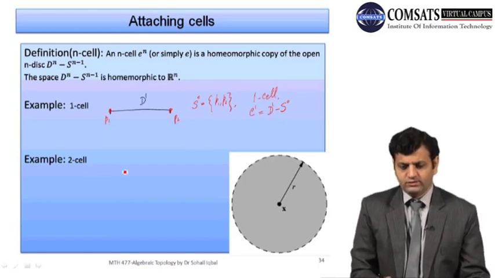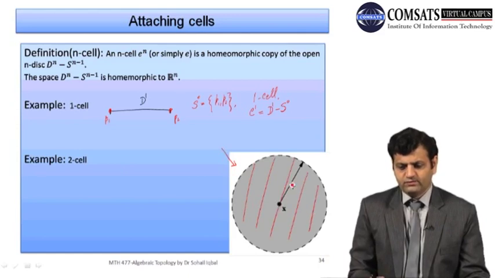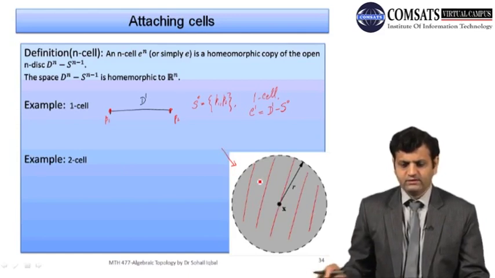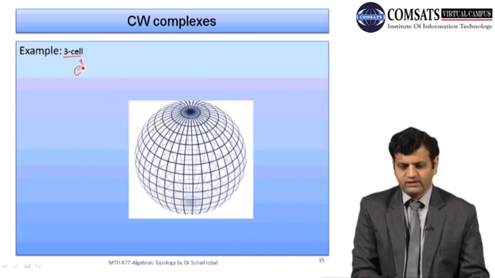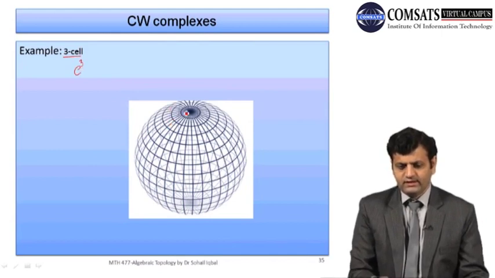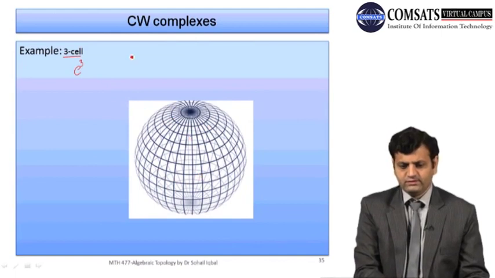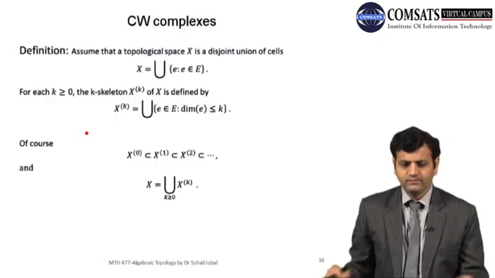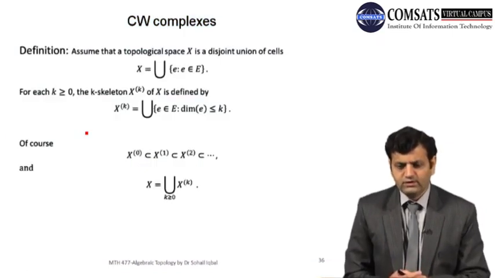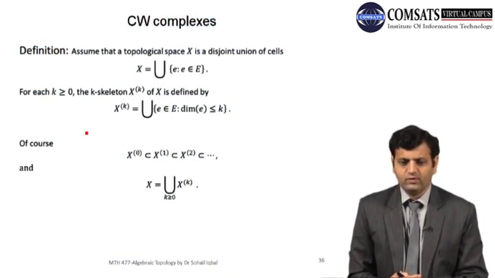Similarly, what is going to be a 2-cell? This diagram shows it all. Take a disk and take out its boundary, then we will get a 2-cell. Similarly, we can see what a 3-cell is going to be. A 3-cell is basically a 3-disk with the boundary taken out, so D^3 minus S^2, and similarly we can go on and define and see what an n-cell is. Okay, so let's go on with our discussion and our aim of defining precisely what a CW complex is.